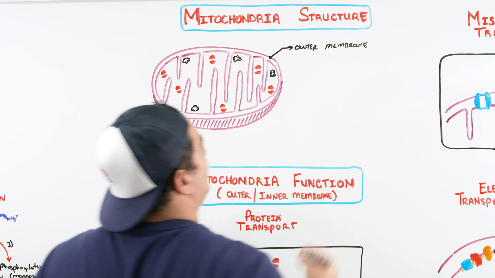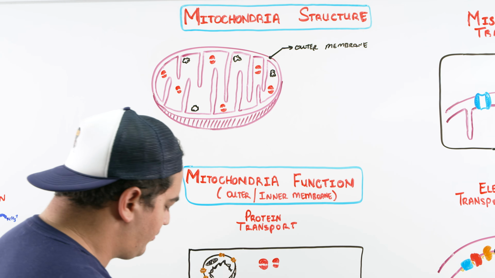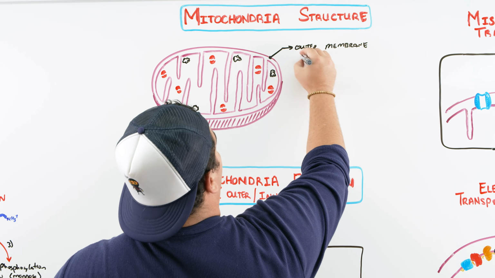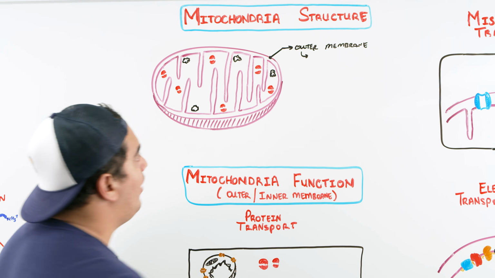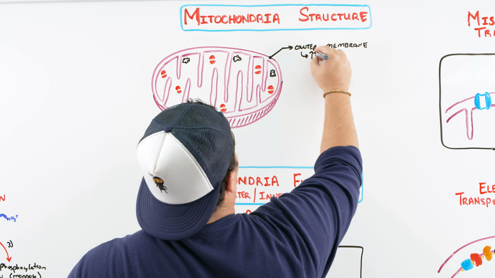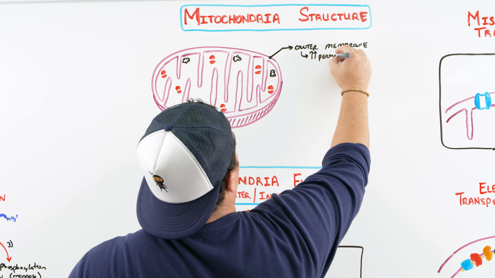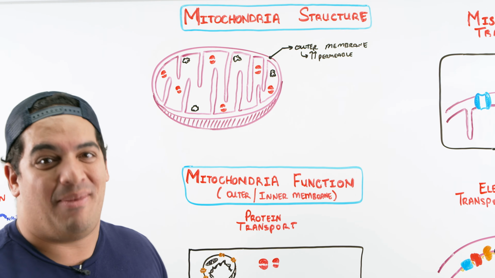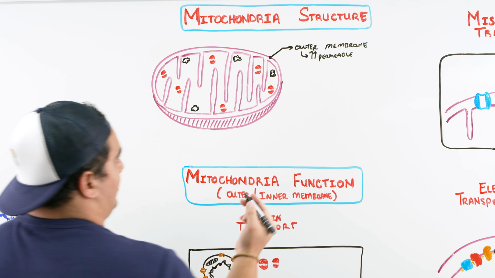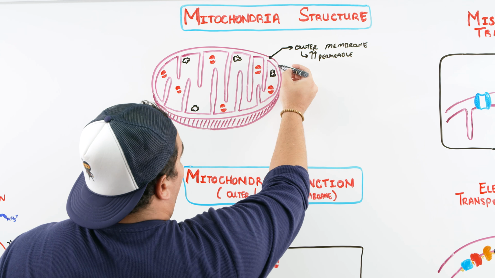Big thing that I want you to take away from the outer membrane is that it is a very permeable membrane, highly permeable. It's got these big porin molecules that allow for things to move in and out of the mitochondria. One big thing that you may see on your exam. All right, so here's the outer membrane.